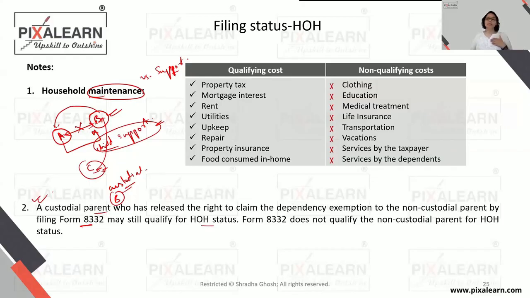So I am not claiming C as a dependent on my return. But if I want, the HOH status can be claimed only by B and not by A, because technically A is not maintaining a house for C. So remember, even if I give up my right for dependency, I will still retain my right of claiming the HOH status. And conversely, a non-custodial parent can claim the dependency, but still can't claim the HOH status for the child.